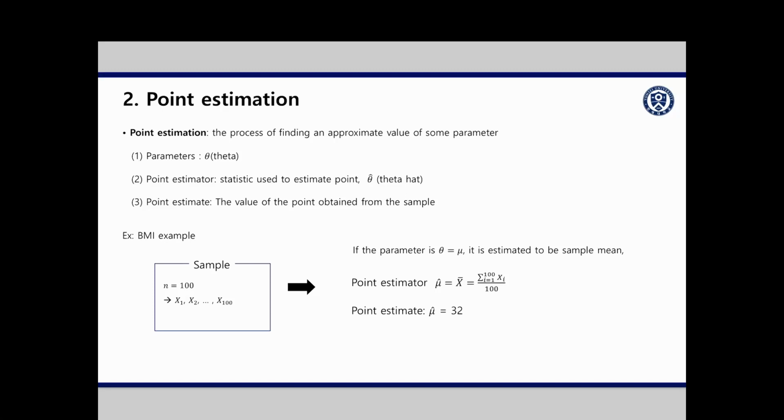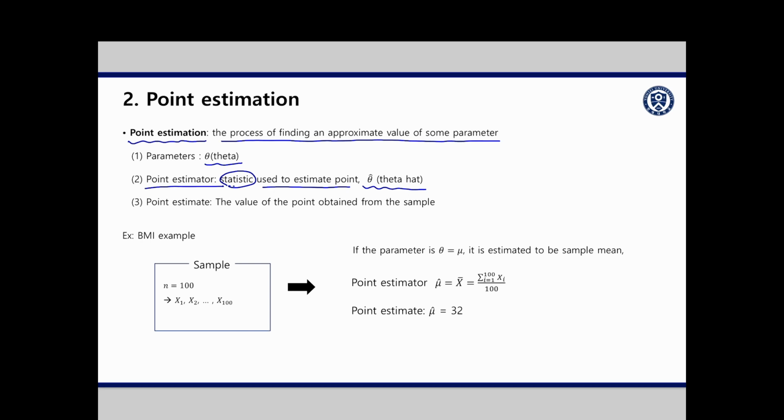First is point estimation. Point estimation is the process of finding an approximate value of some parameter. Like the parameter denoted theta, then the point estimator is a statistic to estimate the point, expressed as theta hat. The point estimate means the value obtained from the sample.